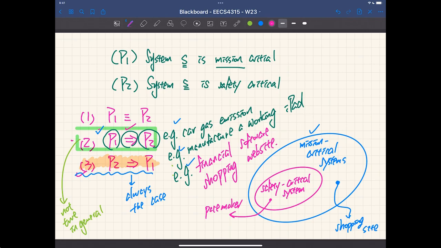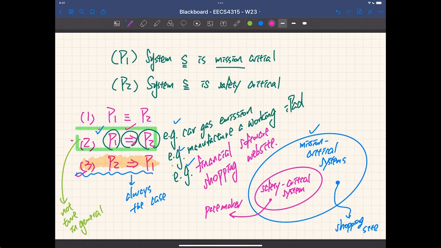Yes, by definition. So that means the consequence of failing a safety critical system can cause, they said, danger, injury, or death to human lives. Not necessarily people dying, but if you cause some potential danger to them, then that'll be safety critical. Yes, you can say that.